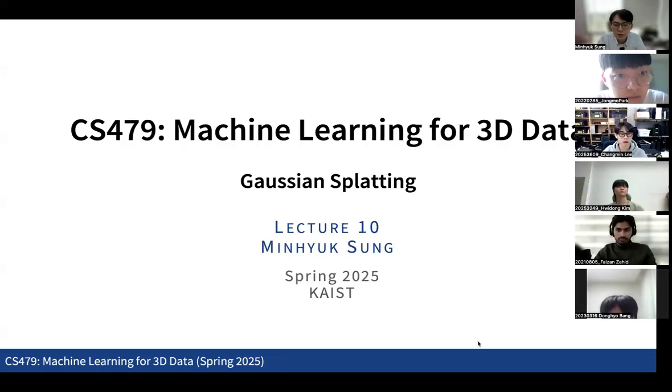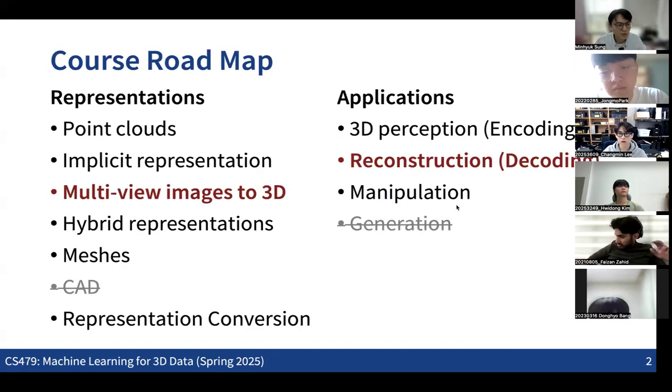Okay, so today we are going to move our discussion to Gaussian splatting, which is the next technique in neural rendering. If we briefly review what we have discussed so far in this course, we discussed multiple representations for 3D encoding and decoding.